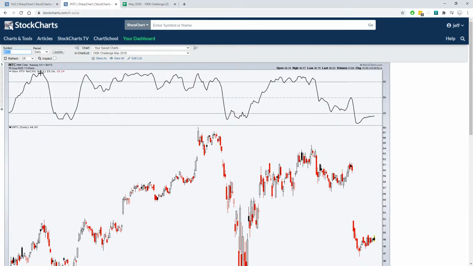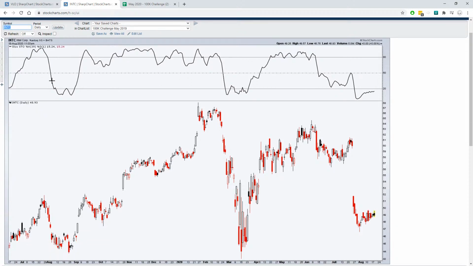What does the 1 do? It gets rid of the percent D. I don't need a percent D here. Because now, what is my indicator telling me? My indicator is telling me that the stock price is low relative to the last 39 days, or high relative to the last 39 days. So we've expanded our time frame here with it.